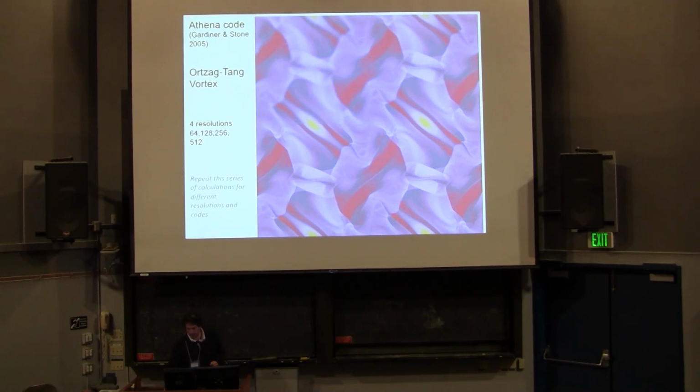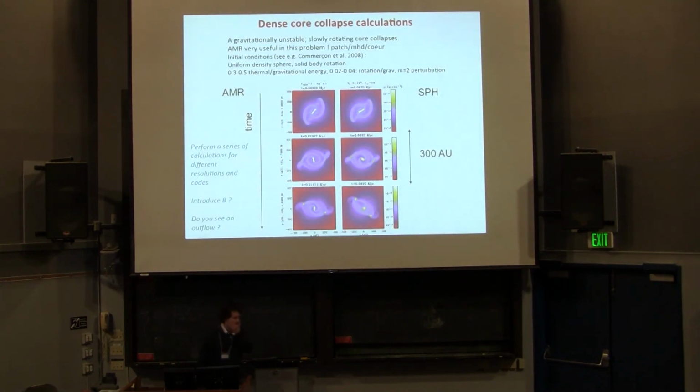And then finally, maybe for the more advanced of you, and maybe to have some sort of problems that you can again repeat with different codes in the context of this school, you could do the collapse calculation, which is, I guess, important for star formation. So the idea is to have something simple. It's essentially a uniform density sphere initially, which is gravitationally unstable, and which is in uniform or solid body rotation. Okay? So very simple initial conditions.